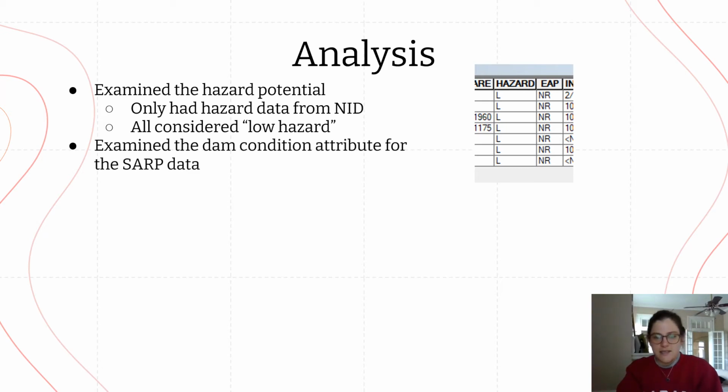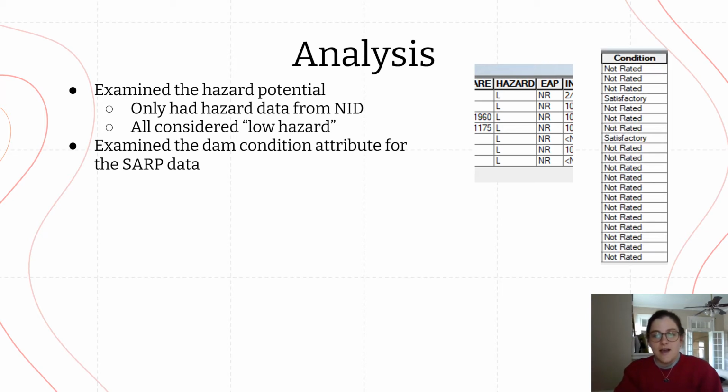So the SARP data didn't have hazard potential data, but it did have dam condition data, but not very much of it. So only 2 were rated satisfactory and all of the other ones were not rated. So that wasn't super helpful.